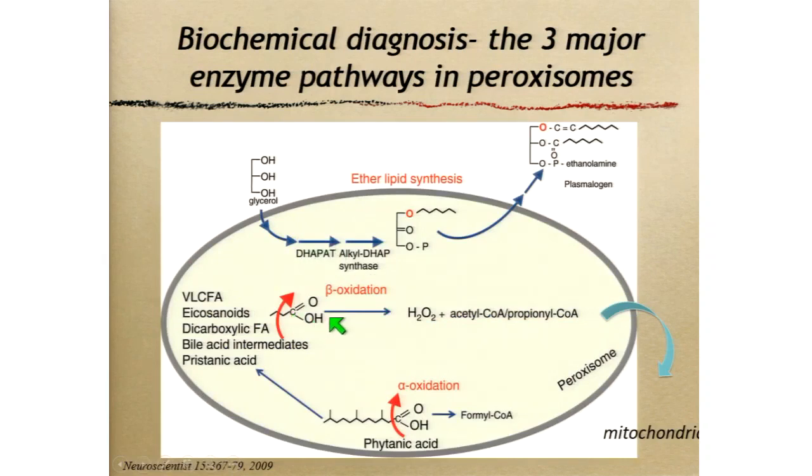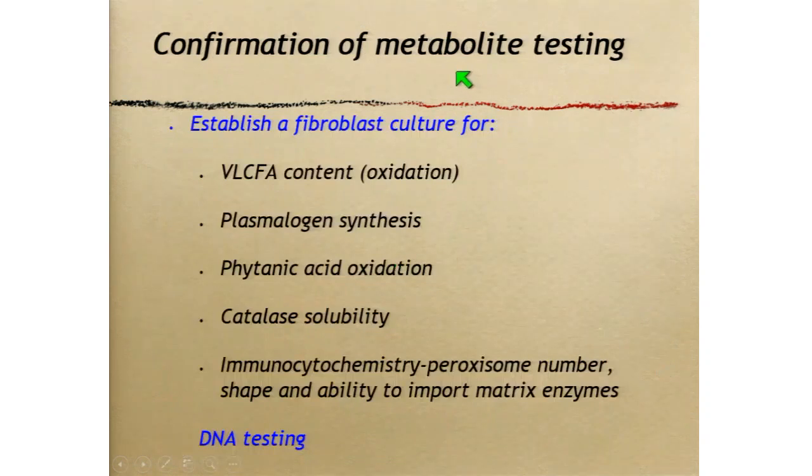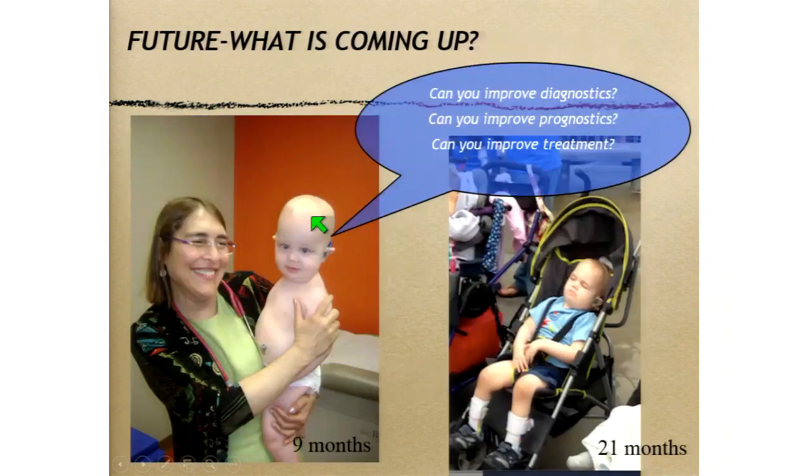These would be the three major pathways in diagnosing these disorders, which I had gone over: alpha oxidation, beta oxidation, and lipid biosynthesis. And then metabolite testing needs to be confirmed by establishing a fibroblast culture where we can look at many other functions of the peroxisome, including, as you can see, what the peroxisomes look like and how they divide and how they import. And of course, the confirmation of testing is also done by DNA.